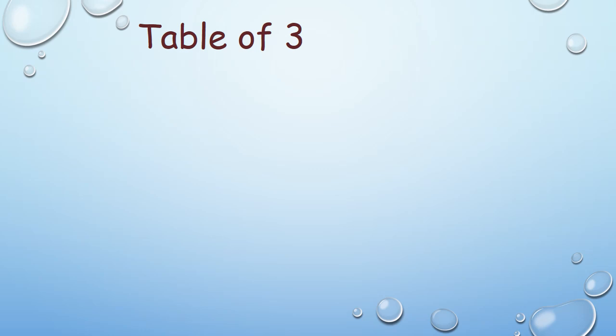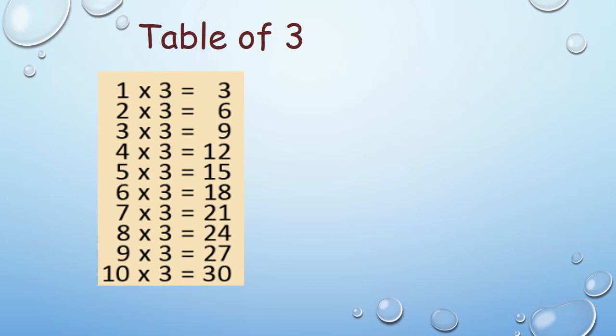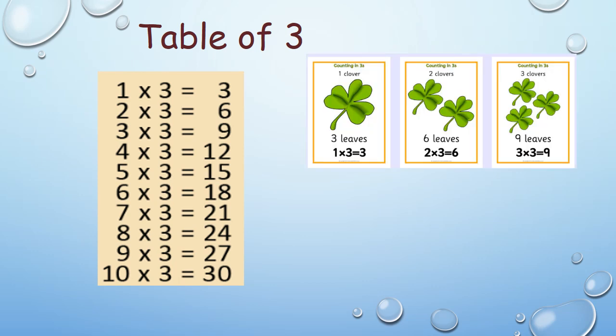After learning counting in threes, it is easy to learn the table of 3. Here we have a clover. It has 3 leaves. 3 ones are 3. If there are 2 clovers, their number of leaves are 2 multiply 3. 2 threes are 6. And if there are 3 clovers, their number of leaves are 3 threes are 9.